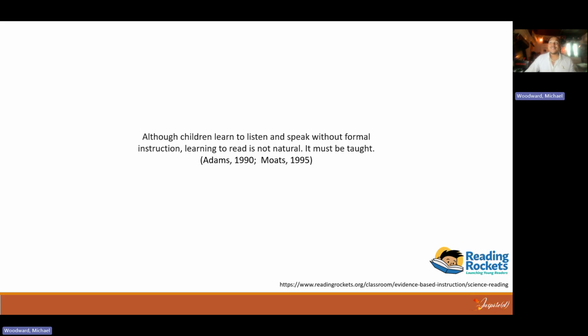When we think about this quote, although children learn to listen and speak without formal instruction, learning to read is not natural. It must be taught. It's interesting how language is acquired and how we can have these conversations with our mother, our father, our brothers, our siblings, our people on the playground. We can change up our dialect and colloquialisms. And this is informal, indirect instruction, teaching the music that we listen to.